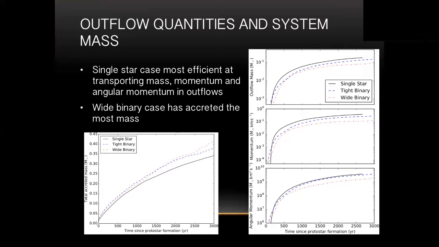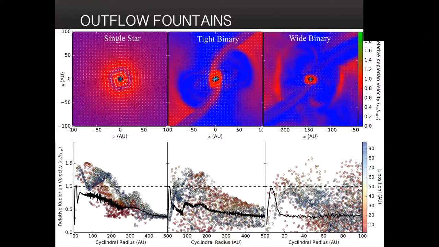But yes, it is the most efficient at carrying away mass. I also look at the total amount of mass accreted into the stars over the course of the simulation, and we see the single star has accreted the least, but the wide binaries have accreted the most. So as a result of being less efficient at carrying away mass, it could have a greater star formation efficiency, so more mass goes into the stars. I should say that I don't run the simulations for much longer after star formation, only about 3,000 years, so I can't say too much about the absolute mass of the systems, but that's what it's hinting towards. In my simulations, I also look for disks, because disks are what form planets.